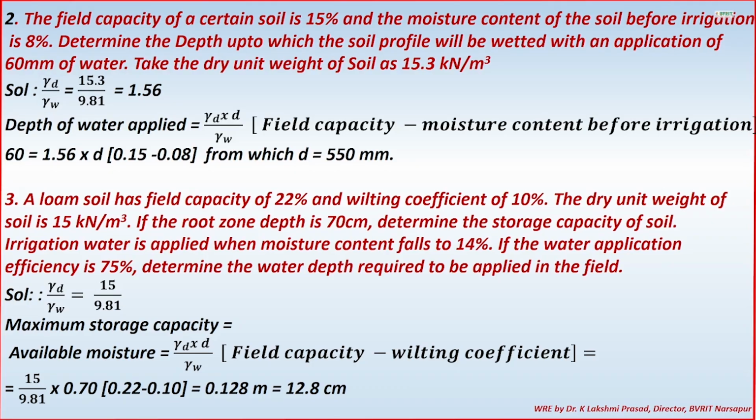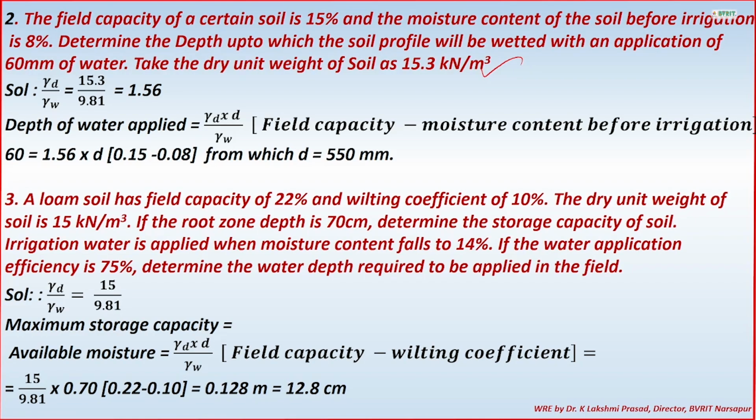So let us take another problem. Now this time field capacity is given, right? Moisture content before the irrigation is given. That means 8% is existing. Determine the depth up to which the soil profile will be wetted with an application of 60 mm of water. So how much water is being given? 60 mm of water. Take the dry unit weight of soil as 15.3 kilonewton per meter cube. So based on that, let us go ahead.